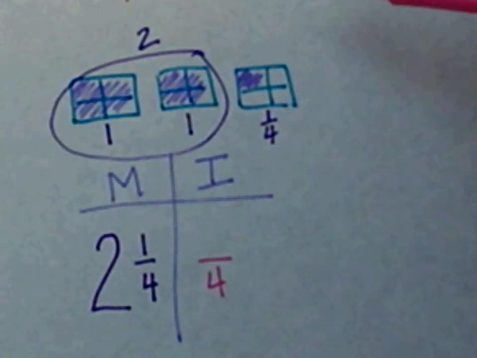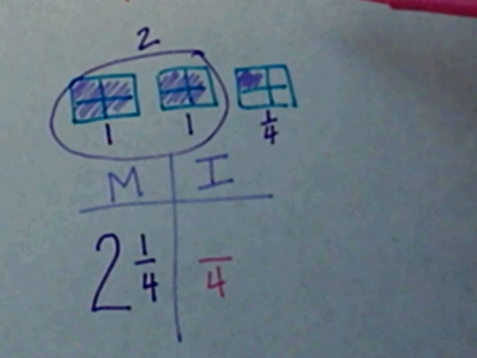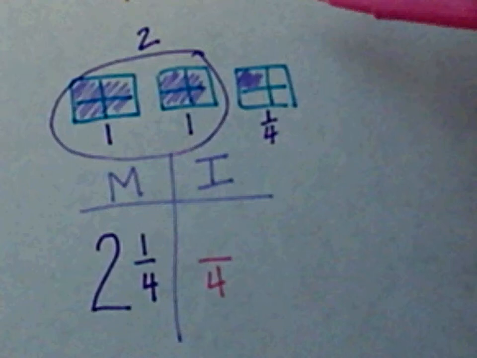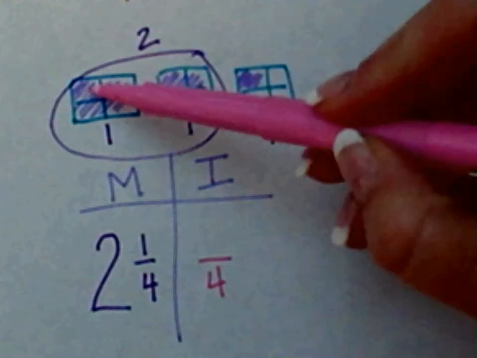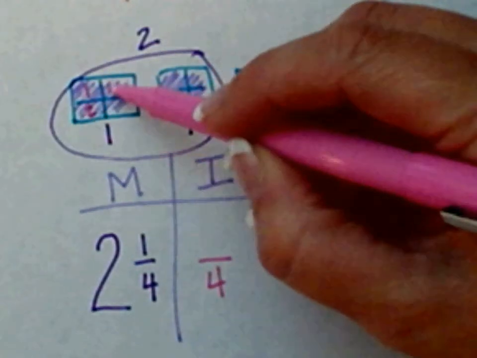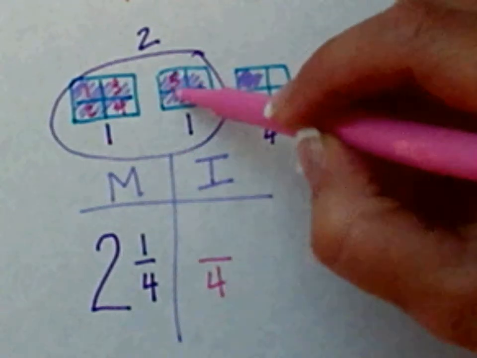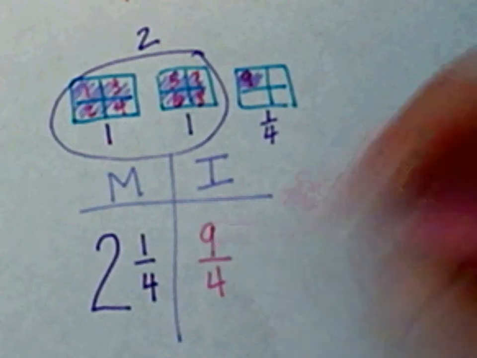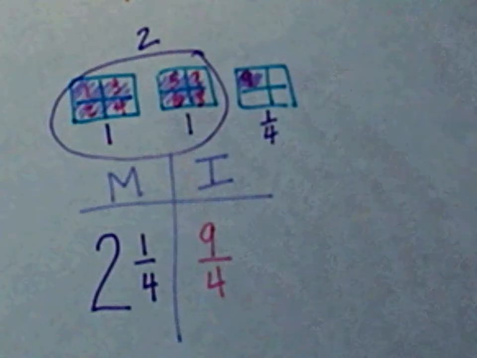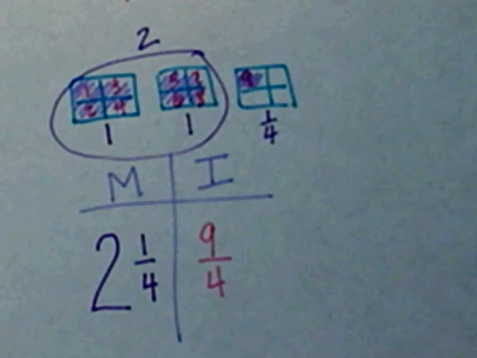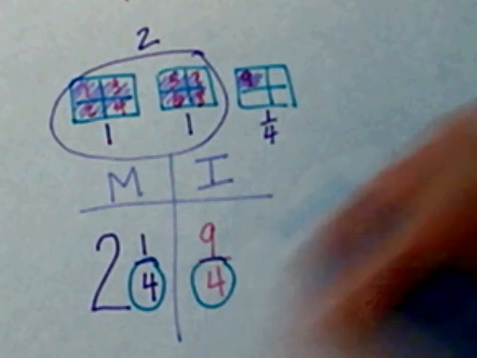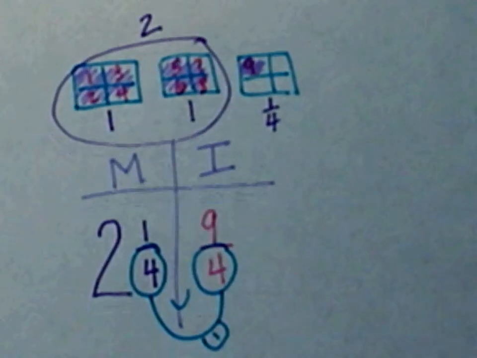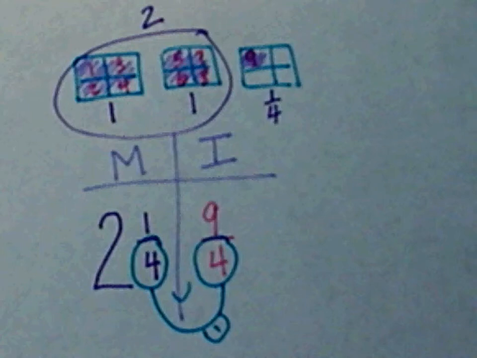For our numerator with improper, remember improper is the numerator is larger. So how we get that larger number is we're going to add up all of the ones that are shaded. 1, 2, 3, 4, 5, 6, 7, 8, 9. There are 9 total shaded, 4 in each picture. And then we double checked, made sure our denominators match, and they do. Okay, so that was fourth grade.